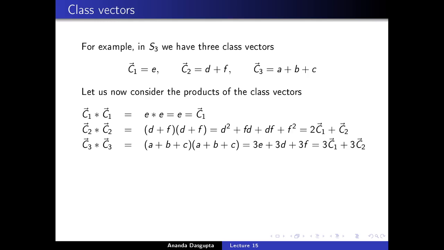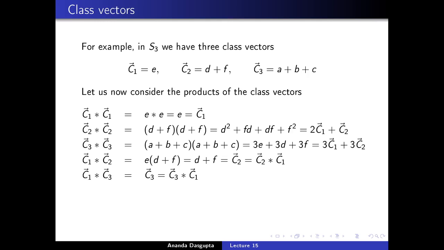Now proceeding along these lines, we can of course see that c1 times c2, as I mentioned before, must be c2. No surprises there. And that's also c2 times c1. c1 times c3 must be c3. And c2 times c3, a non-trivial calculation, will give you twice a plus twice b plus twice c.